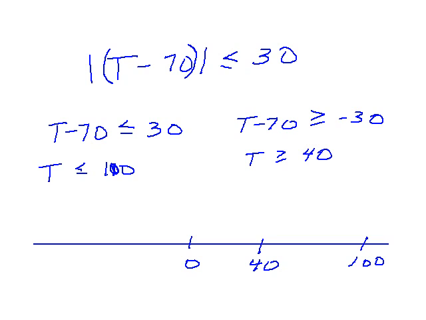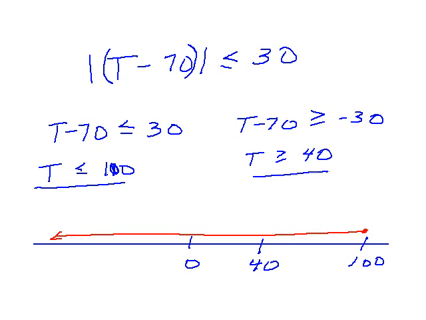For this equation right here, this means that T could be 100 and everything down from it. For the one on the other side, T greater than or equal to 40 means that T could be 40 and everything greater than it. Since both of these conditions have to hold, that means T has to lie between 40 and 100. That would make both conditions hold.